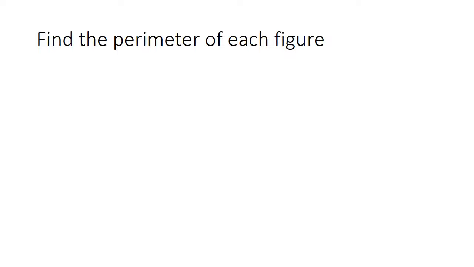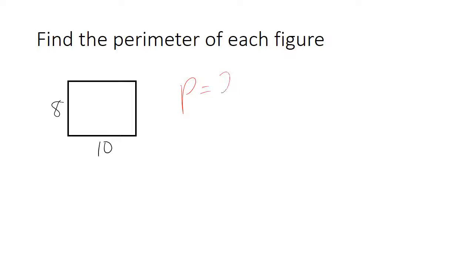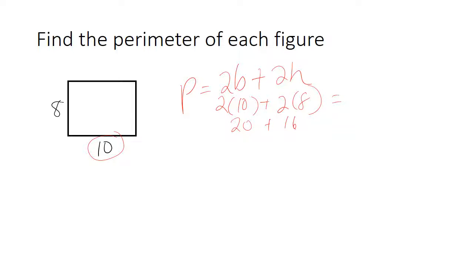So let's find the perimeter of each figure. If we have this rectangle here that is an 8 by 10, we write our formula, P equals 2B plus 2H. Our B is the 10, so it would be 2 times 10 plus 2 times 8. That is going to be 20 plus 16, so the perimeter is 36 units.